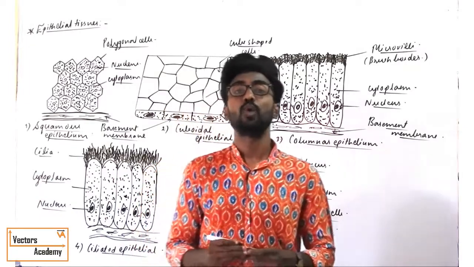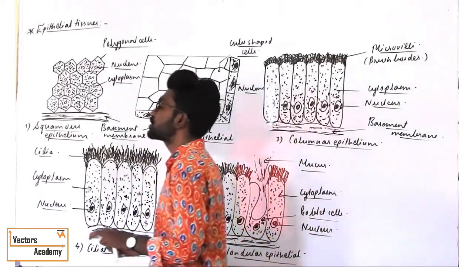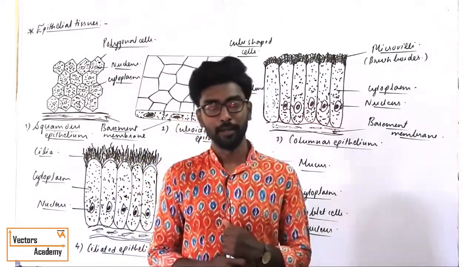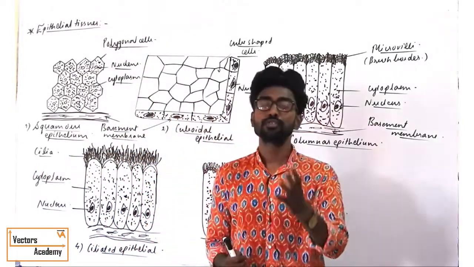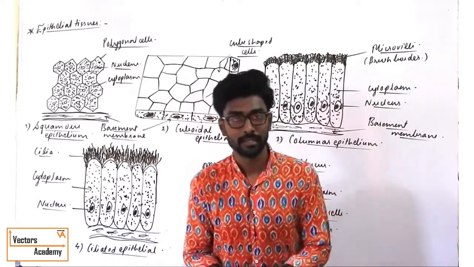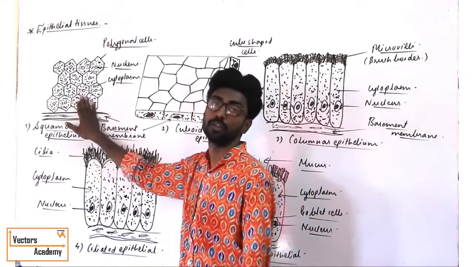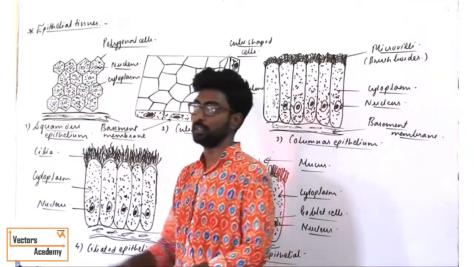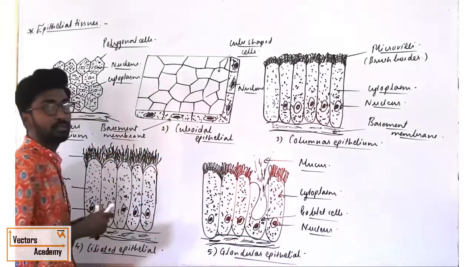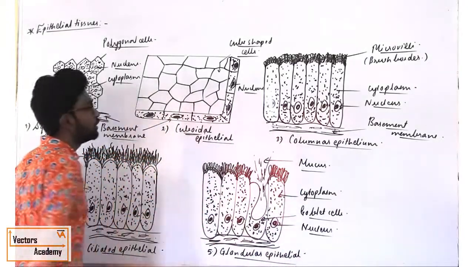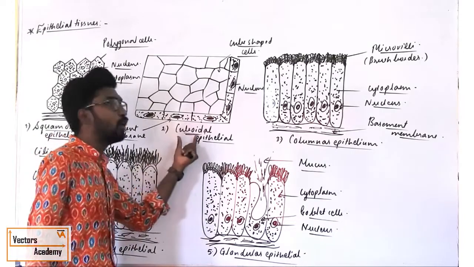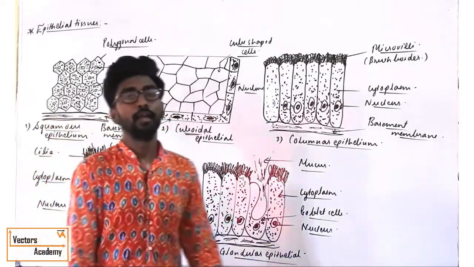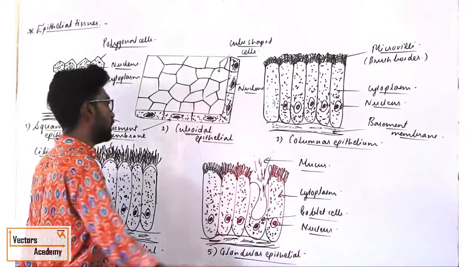Now, let's come to the function. The function of the squamous epithelial tissue is filtration and diffusion. Filtration of the blood, and diffusion means transportation of the gases. That is all about your first type of tissue, squamous epithelial tissue, the pavement epithelium. Now let's come to the second one, cuboidal epithelial tissue. From the name only we get the word, that is cube-shaped cells. That's why this epithelial tissue is called cuboidal epithelial tissue.